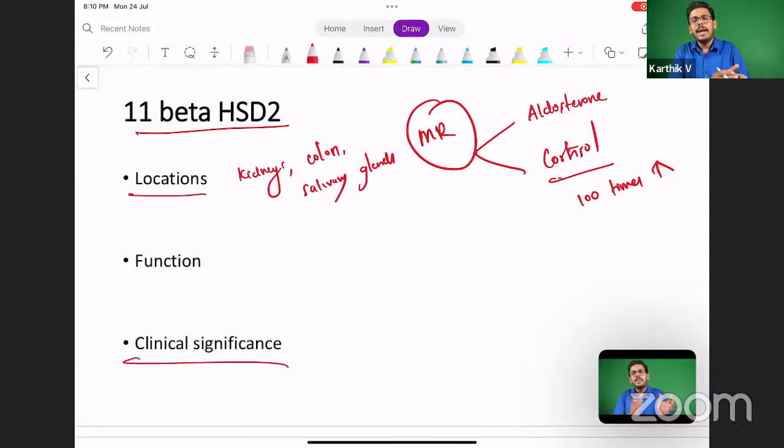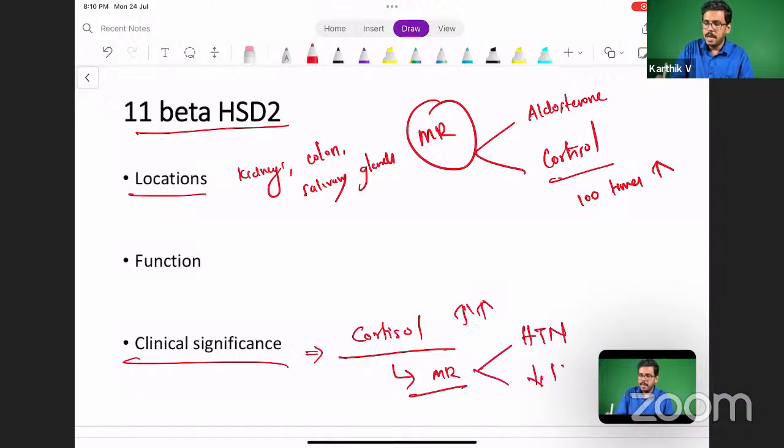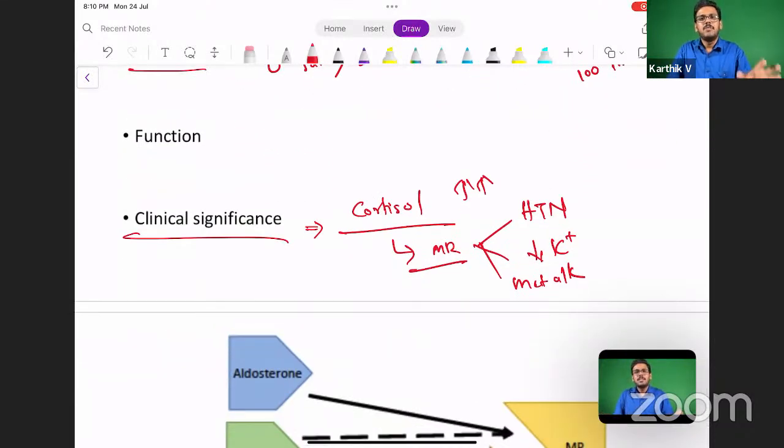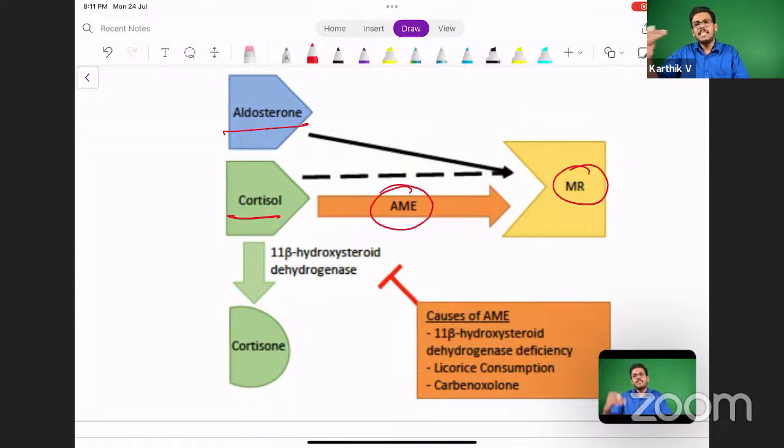So what happens when the 11 beta HSD2 enzyme is inactive, either due to genetic causes or due to acquired causes? Then the cortisol will be able to overpower the aldosterone. It will bind to the mineralocorticoid receptor. And what will be the result? The patient would be having hypertension, hypokalemia, and metabolic alkalosis. So this triad of features, which is similar to primary aldosteronism, can occur in patients who have inhibition of the 11 beta HSD2 enzyme. So aldosterone usually competes with cortisol to bind to the mineralocorticoid receptor, and this condition is what we call apparent mineralocorticoid excess. Apparent means you have features of mineralocorticoid excess, but it is not due to aldosterone. It is due to the cortisol binding to the mineralocorticoid receptors.